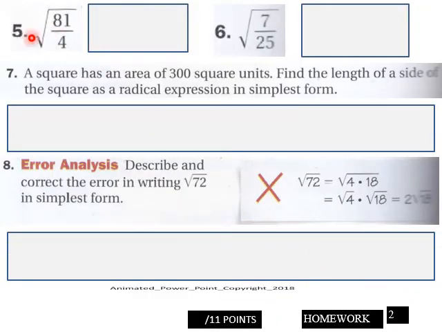Page 2, you have simplify these. For number 7, you have a word problem. Find the length side of a square as a radical expression in the simplest form. Number 8, you got error analysis here. Find out what's wrong with that. Correct the error in writing radical 72 in simplest form. Describe in full sentences here. You got 11 points here on page 2.